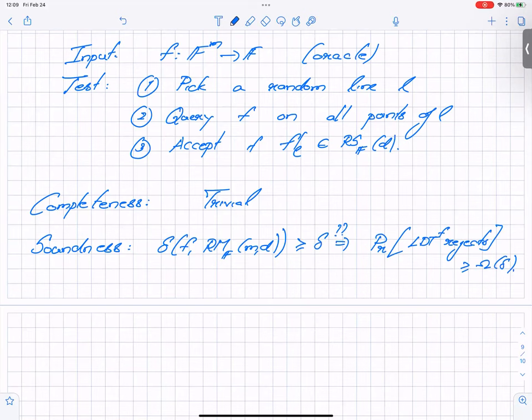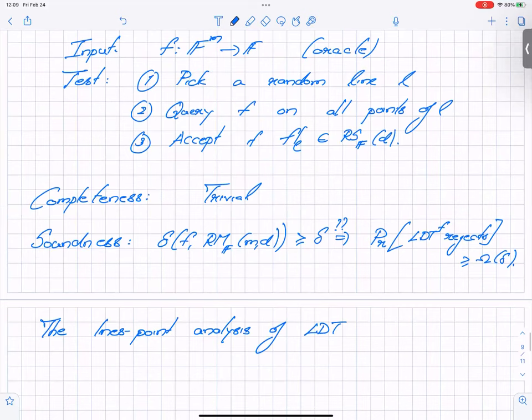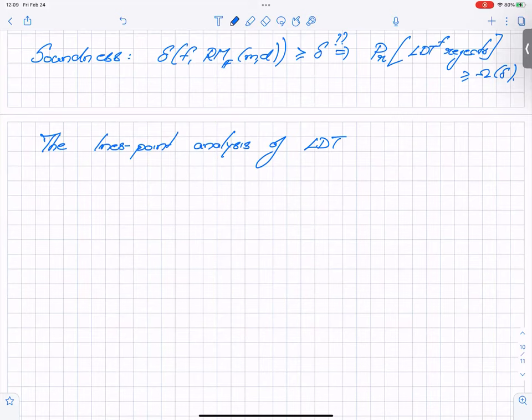What I say is, the low degree test, the line point analysis. So the third step here is F restricted to L is in the Reed-Solomon code. Yeah, it's more like it's close to Reed-Solomon, where the earlier step, yeah, so that's because of this. I want to say the line point analysis actually yields the following stronger statement, which is exactly what you said just now.